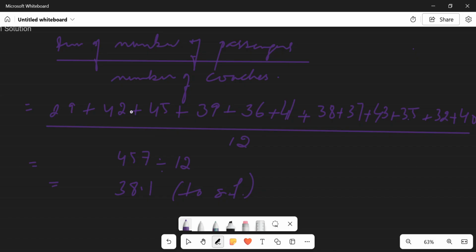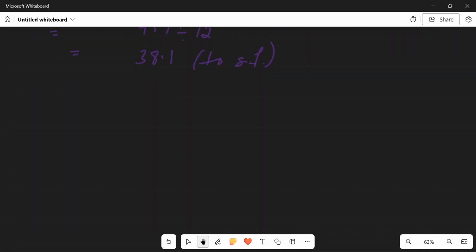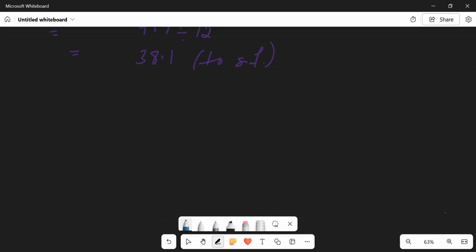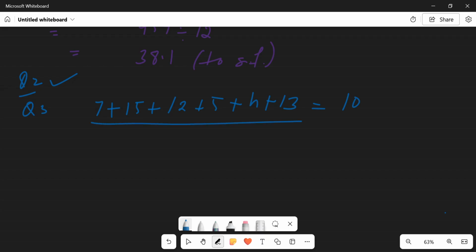So in this question, this is question number two, I already explained. Now question number three, the mean is already there. So how are you going to find out if the mean is there? What we need to do, all the data like 7, 15, then 12, then 5, h, and 13, all the values, and the mean for all of these values is 10. And there are six values, or six observations, or six data, divided by 10.